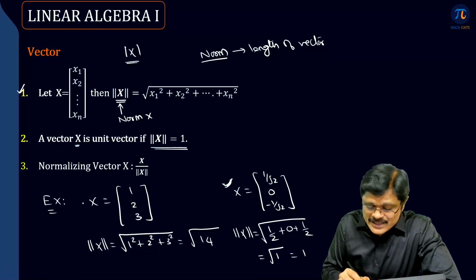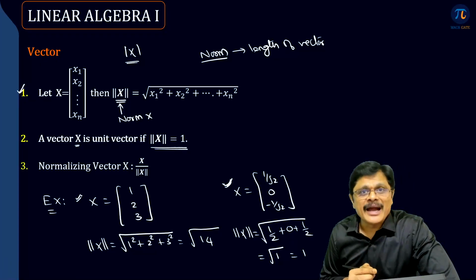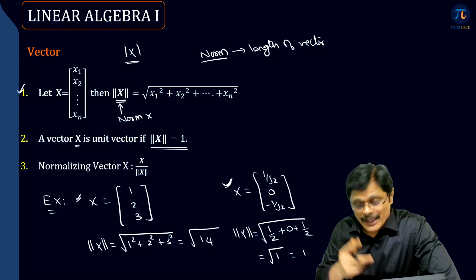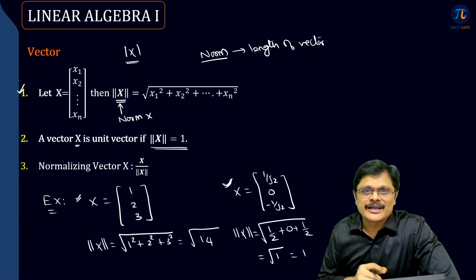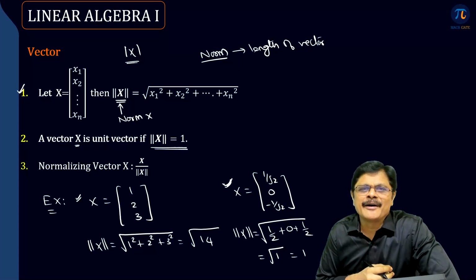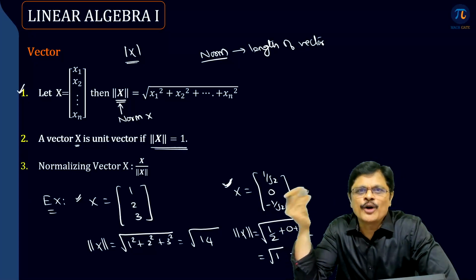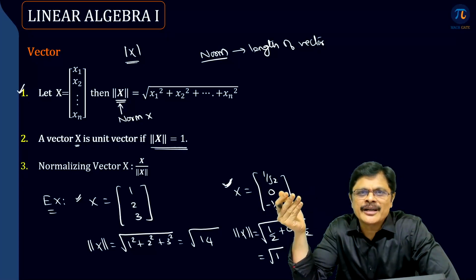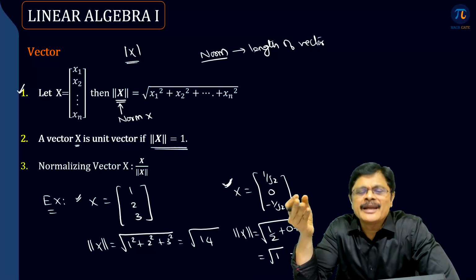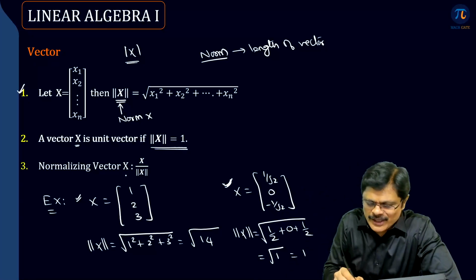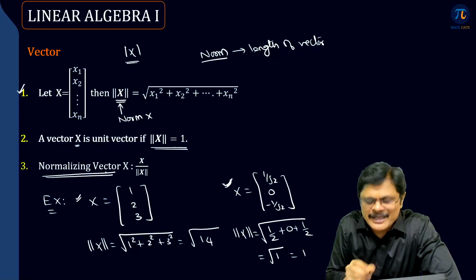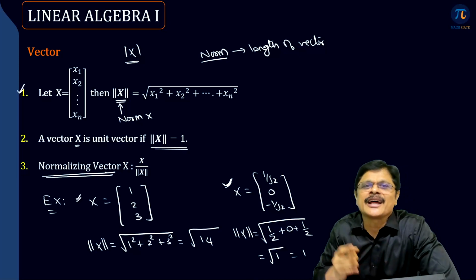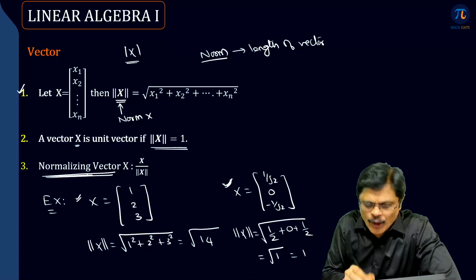Now, look at this vector. It is not a unit vector, but you can create a unit vector. It is just finding a unit vector in the direction of a vector. How do we get a unit vector in the direction of a vector? Divide the vector by its magnitude. That is what it is. Normalizing a vector means getting a unit vector in the direction of the vector. This is what we mean by normalizing.